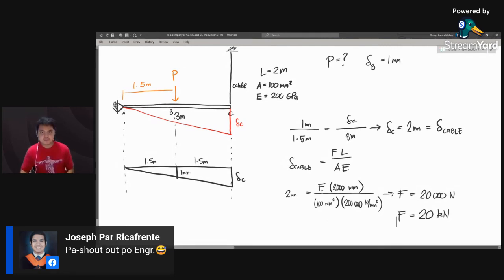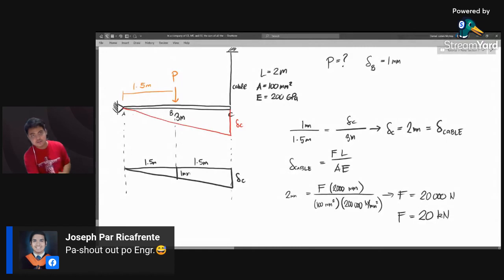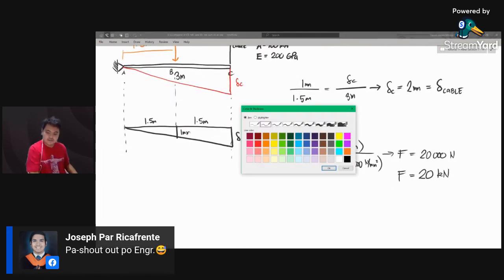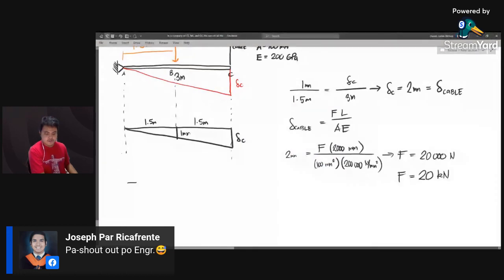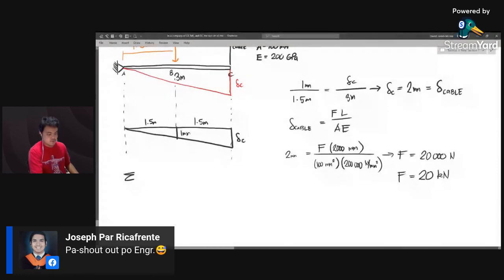Diba? Based on the figure, yung sa ating structure dito, beam yan na may hinge sa dulo. So, pag hinge, ang ating equation ay summation of moment equals 0. So, yun ang gawin natin. Summation of moment at A is equal to 0. Ay, naka-laser pala. Summation of moment at A is equal to 0.